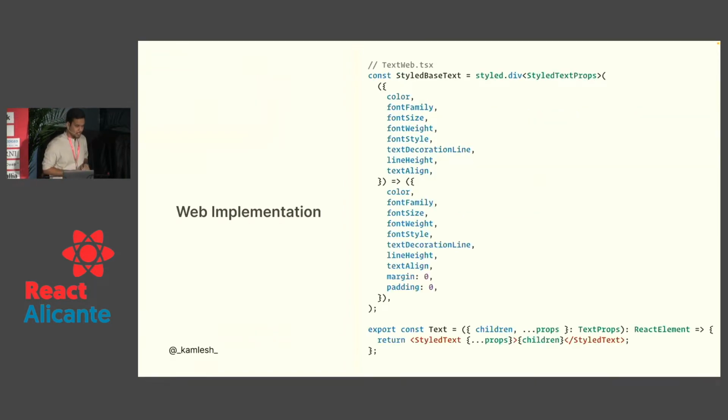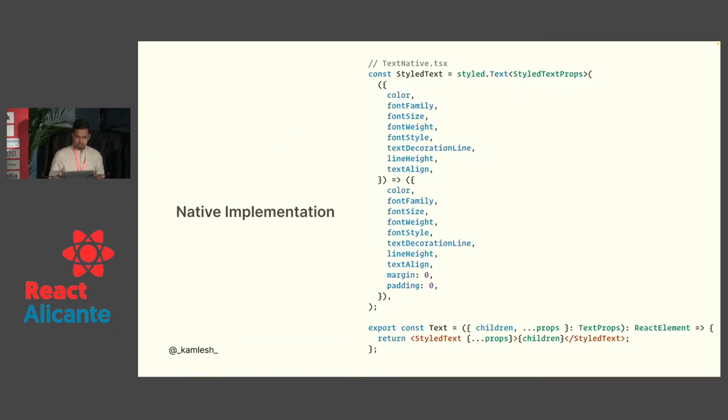Now, in order to implement this, the common approach that everyone takes is, okay, fine, we'll just make it work in a component. First, we'll try with the web implementation. We are using styled components over here. So we say, okay, fine, styled.div, put all the props, and then we export the text component. Next, we'll implement it for React Native as well. We are again using styled components over here as well.